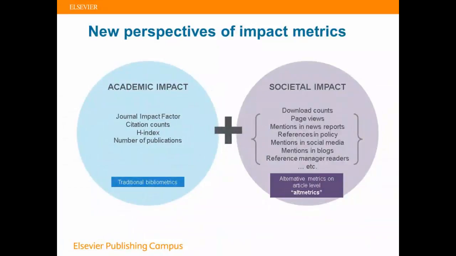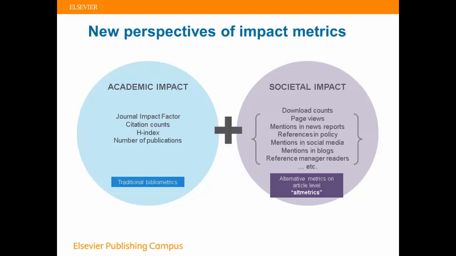So what has happened over the last few years in a new perspective on impact metrics? Because historically you do see the focus on academic impact only. And then you're talking about things like the journal impact factor, citation counts, the H index, and the number of publications. But those are and were the traditional bibliometrics. What you've seen coming up over the last few years is that next to the academic impact, also the societal impact is becoming more and more important. So how does the academic research reach the general public? And that is measured via alternative metrics on the article level.